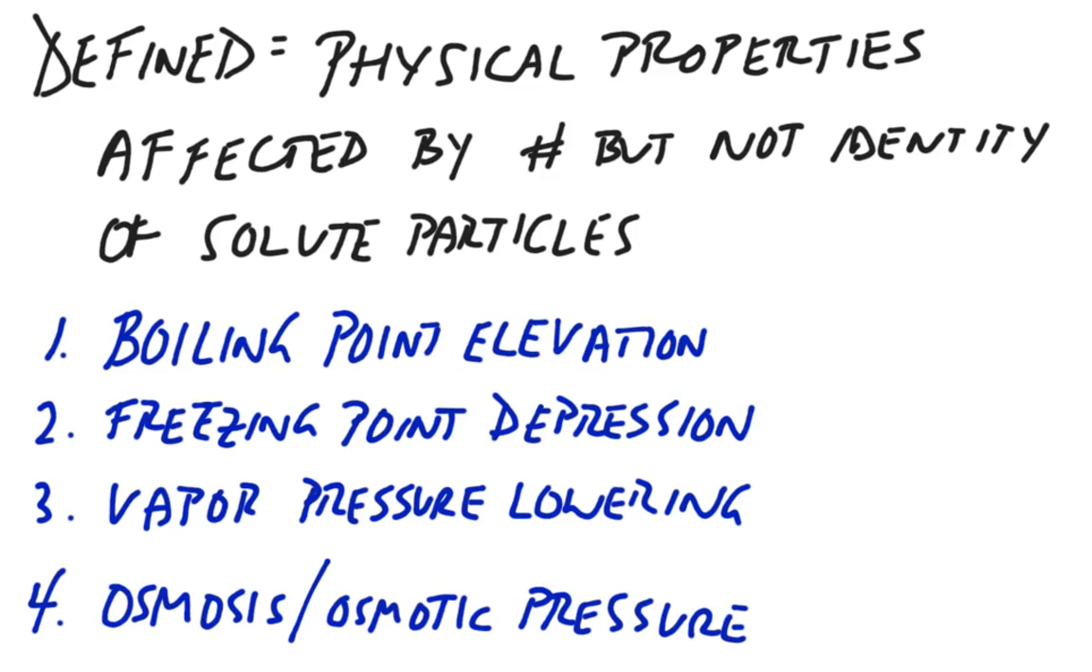Now, the important thing to remember about a colligative property, and what separates it from other properties, is that it changes the physical properties, but it doesn't matter what you're dissolving, just how much of it you dissolve. The more you increase whatever you're putting in there, the more you increase the effect of that particular colligative property. Now, the four colligative properties that we're going to examine are boiling point elevation, freezing point depression, vapor pressure lowering, and osmosis/osmotic pressure. The last two kind of go together.